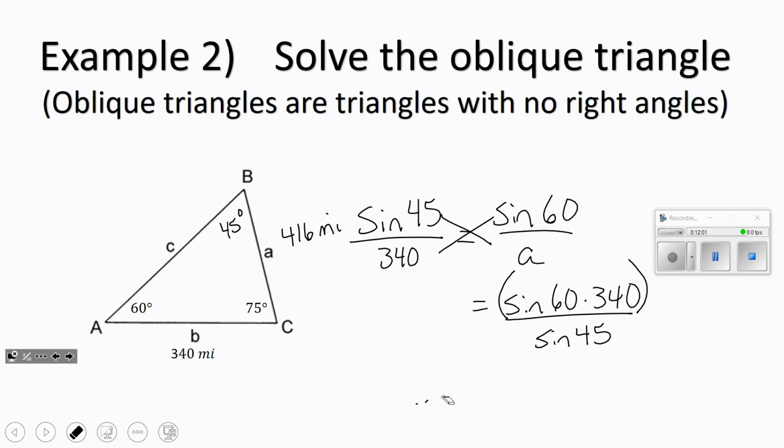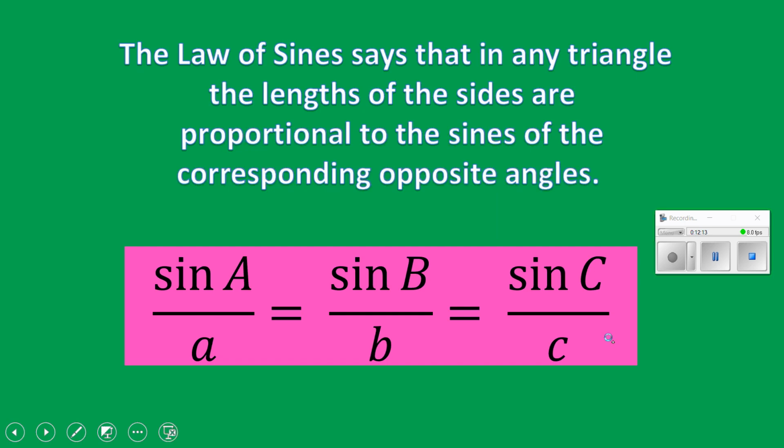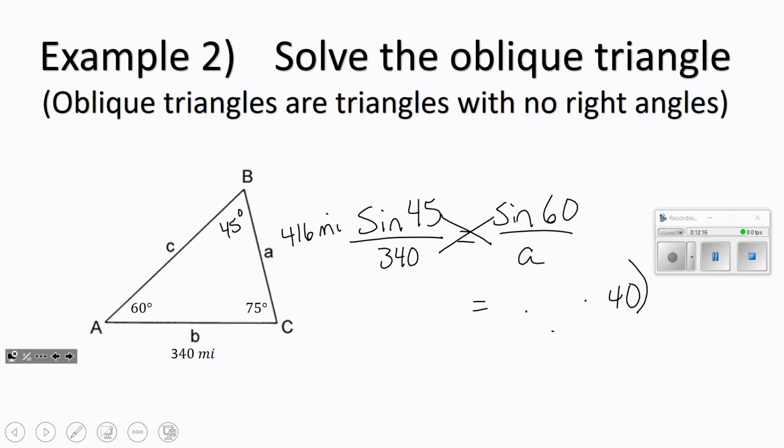Anybody? Do you want to use the combo of A instead of the combo of B this time? You could, but you know what I'm going to do? I'm going to leave the combo of B the same. Does that make sense what I'm saying here? I'm going to use this again, the sine of 45 over 340. That's the angle of B over the side of B is equal to what?